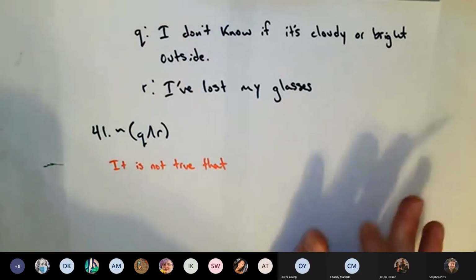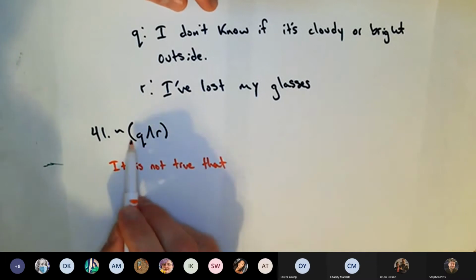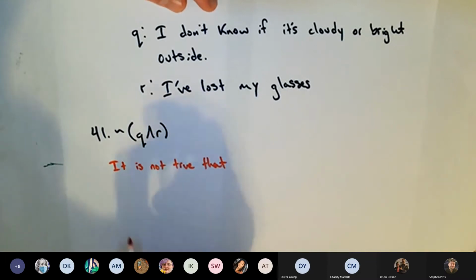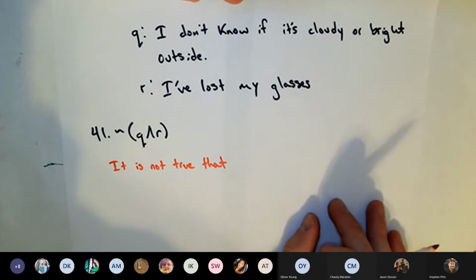Like in symbol form, it's very clear. That's what the parentheses are for, right? In symbol form, it's pretty clear this entire thing is being negated. In word form, it's not as clear, right?